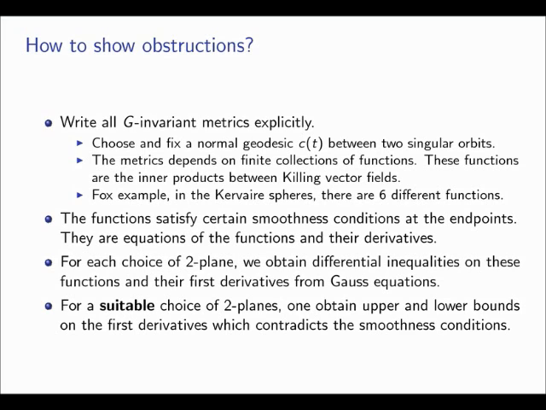Then we have the Killing vector fields along this geodesic. For each Killing vector field we can look at its length, or even the inner product between two different Killing vector fields. These are functions in t. For example, for the Fourier sphere there are 6 different functions. Then we look at certain properties, because the metric has to be smooth.